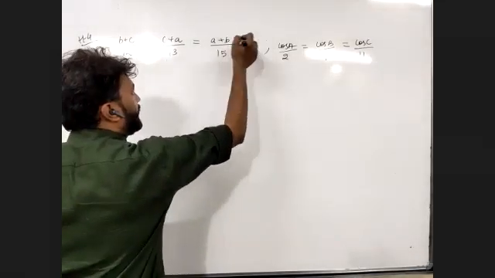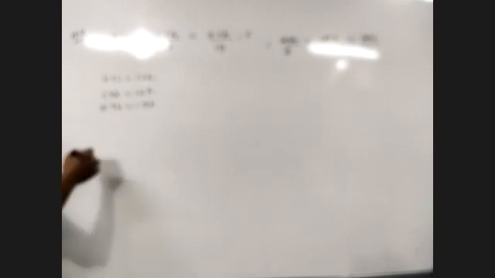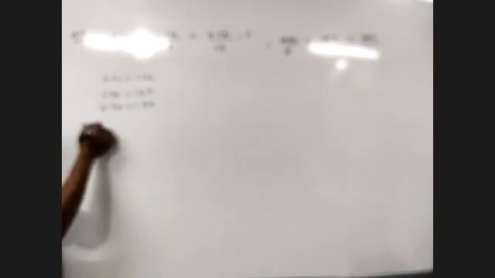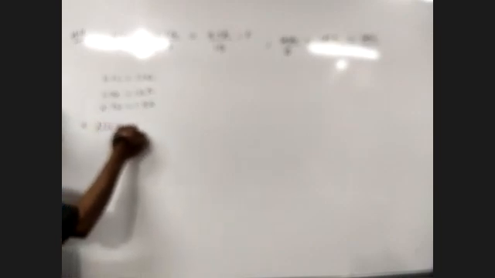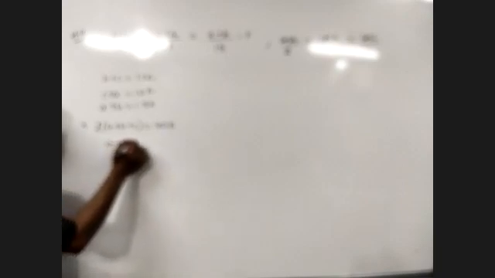If we take it equal to k, it will be b plus c equal to 12k, c plus a equal to 13k, and a plus b equal to 15k. If we add these three equations, it will be twice of a plus b plus c equal to 12 plus 13 plus 15, so 40k. So a plus b plus c is equal to 20k.